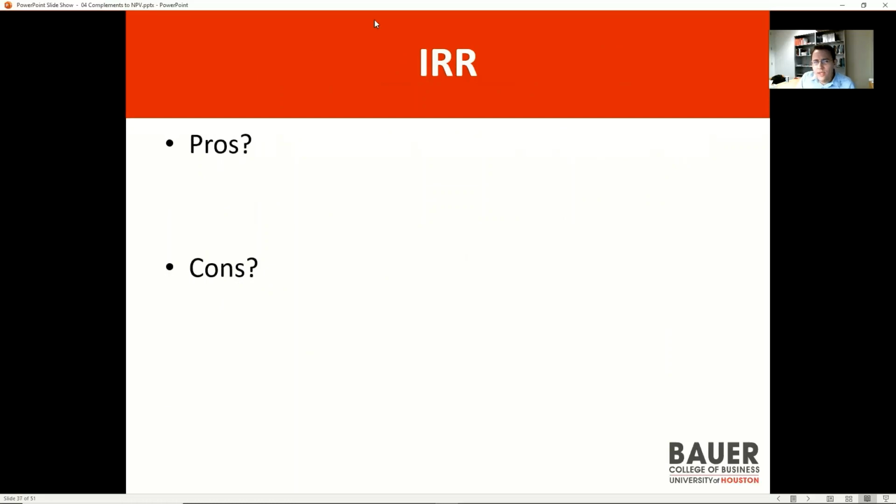So I view that as the main pro. It helps give us a sense of how close the NPV is to zero, right? How much flexibility do we have with our discount rate before what looks like a good project turns into a bad project?